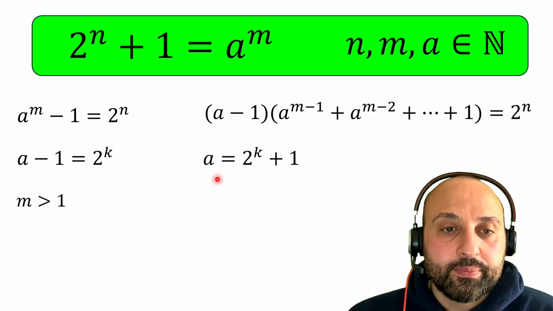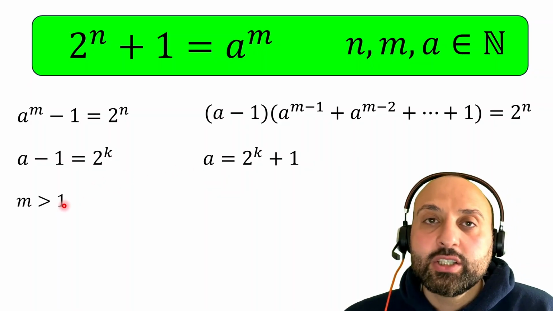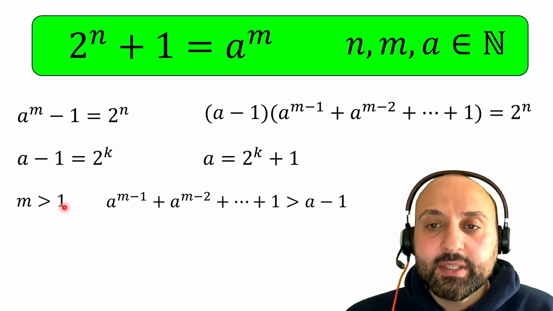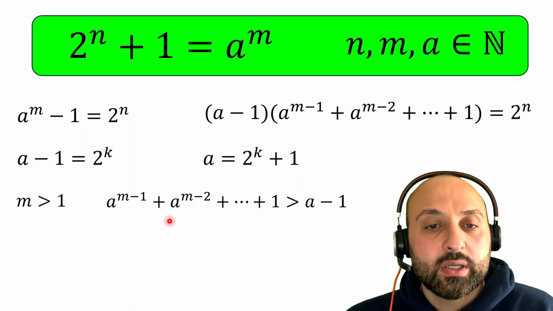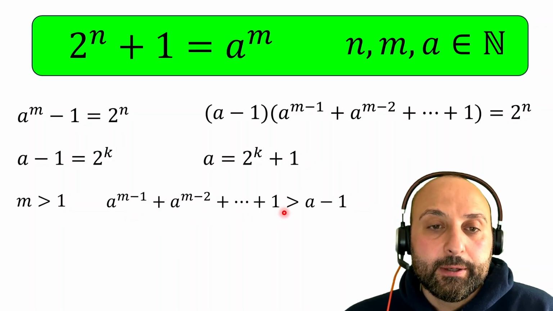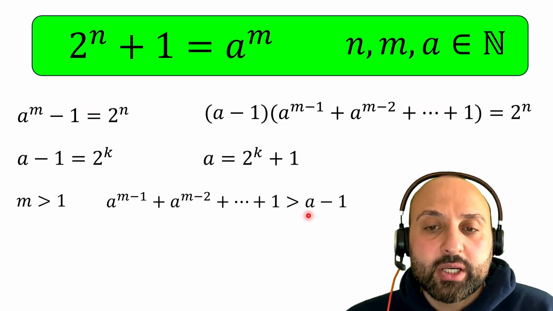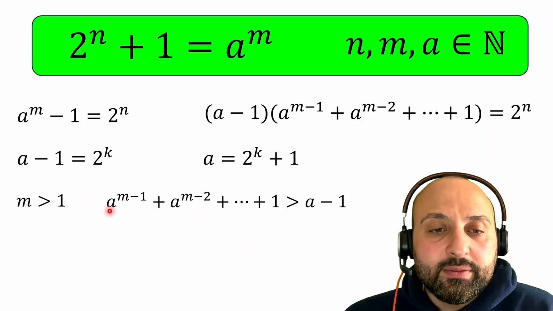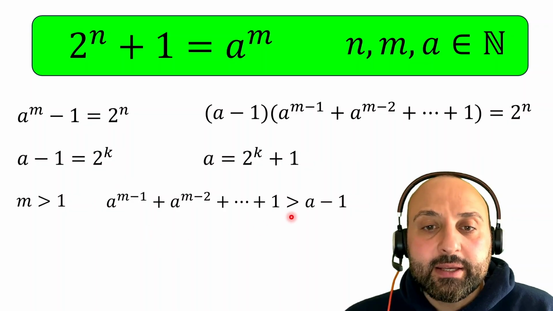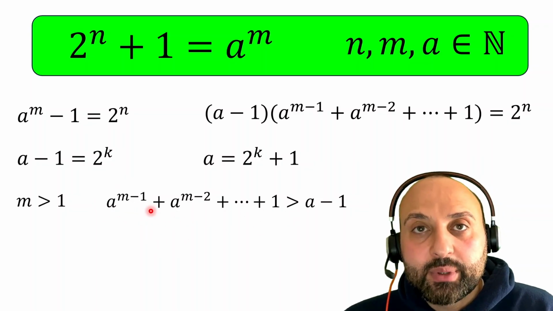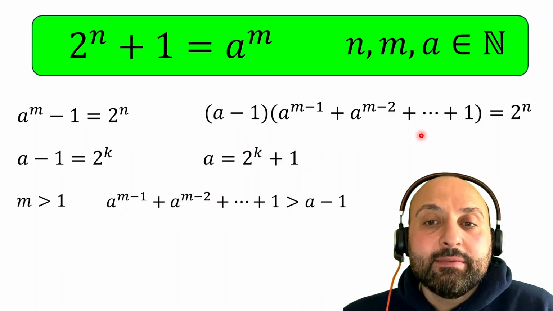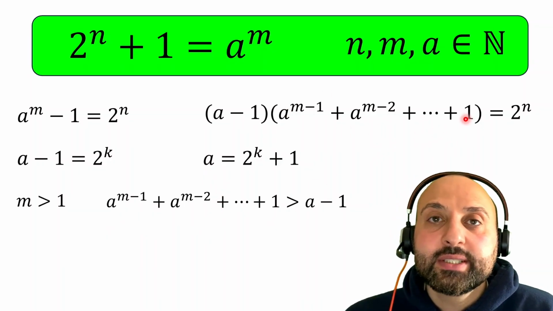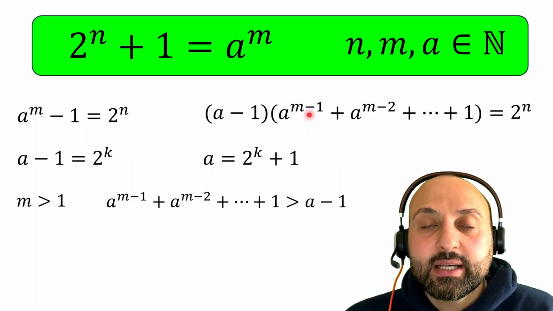Important information. We know that m is larger than 1, as given in the exercise, and we can now look at the second part of the decomposition: a^(m-1) + a^(m-2) + ... + 1. Because m is larger than 1, this section is larger than a - 1, though that is not important. What matters is that this term is composed of the addition of several numbers, and each of these numbers is odd because a is odd. We know this has to be a power of 2. Because the other factor is 2^k, this has to be 2^(n-k).